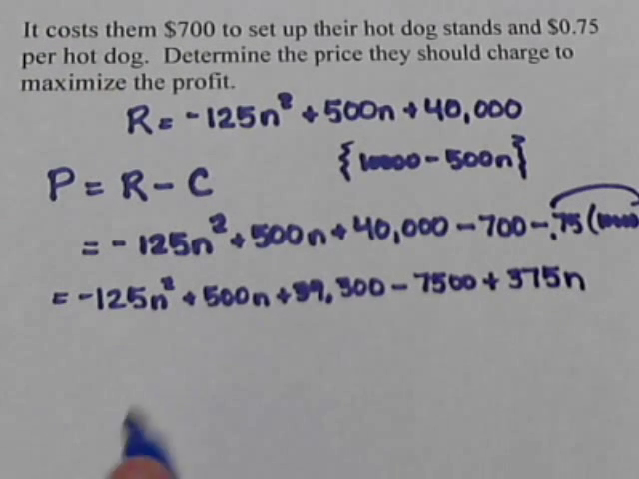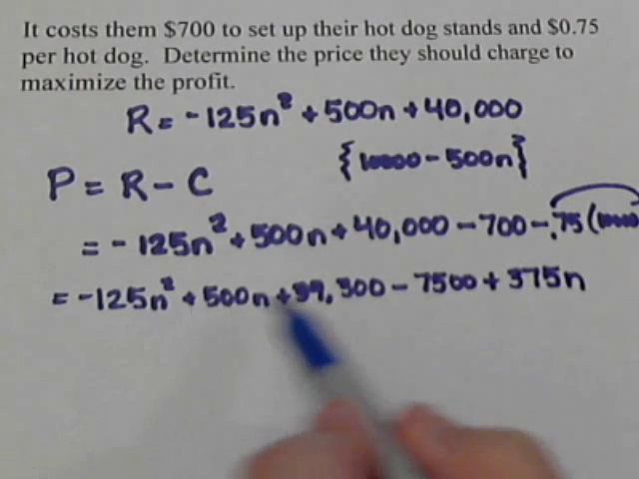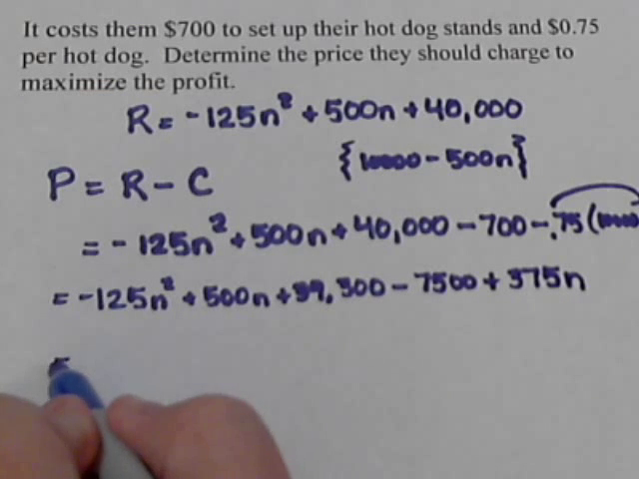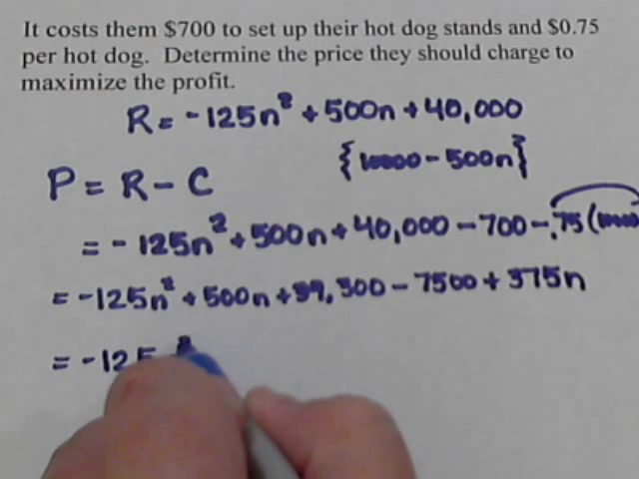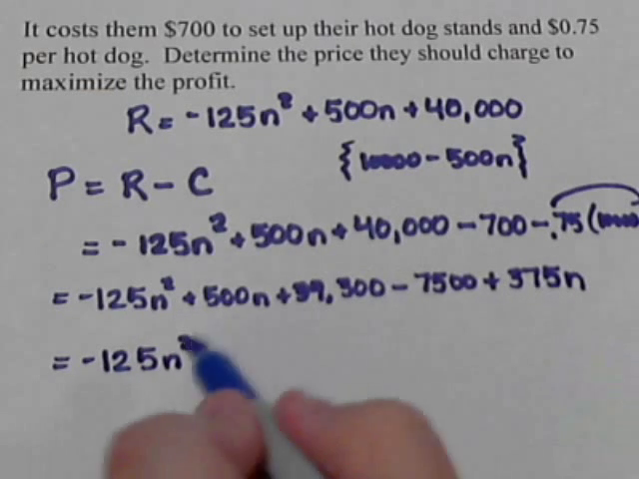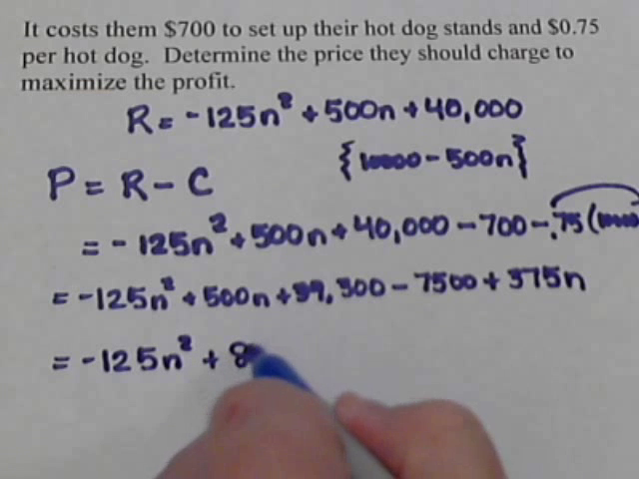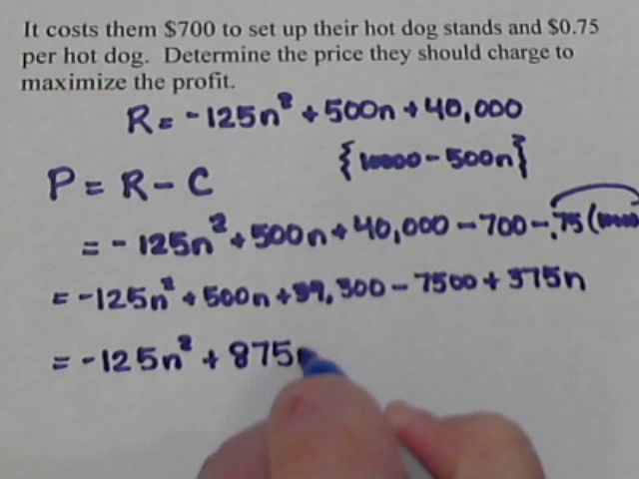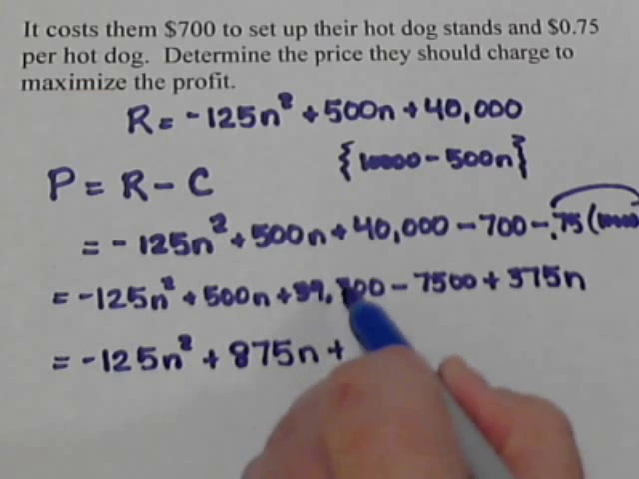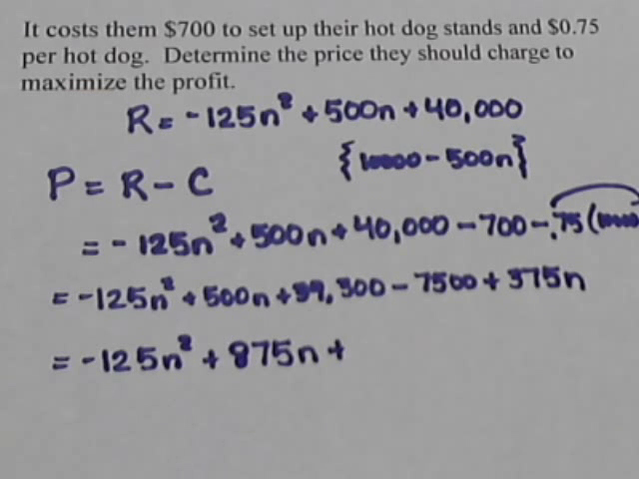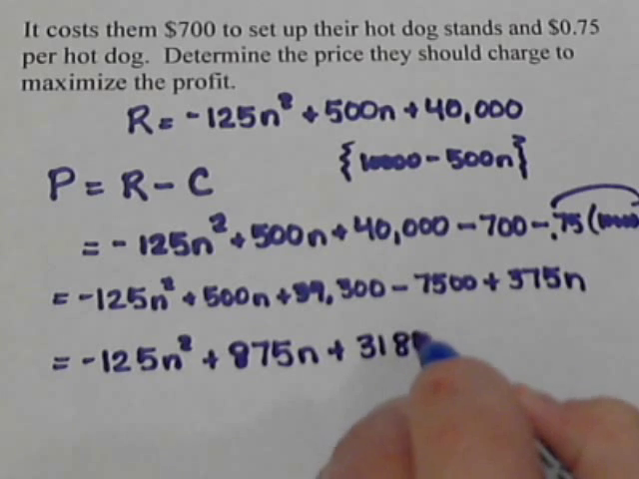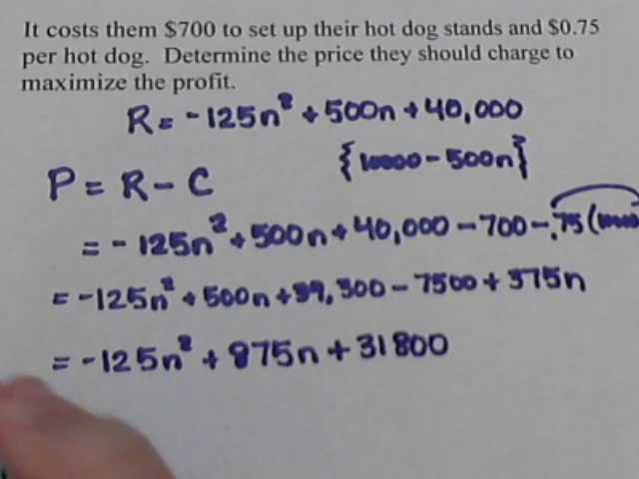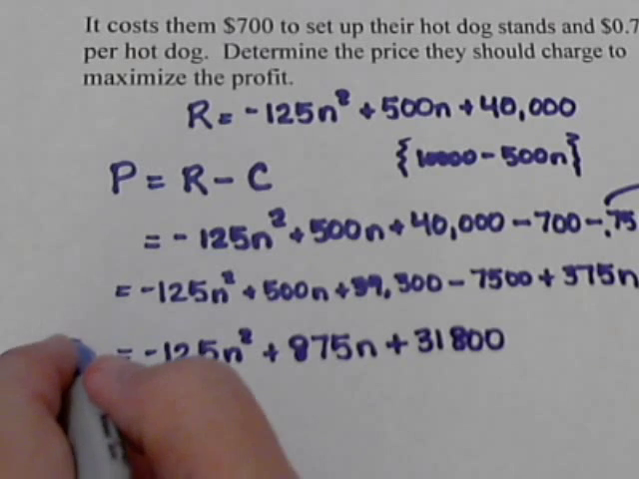Okay. Now a couple more terms to combine. So we have negative 125 n squared, 500 n plus 375 n. That's going to be 875 n. And then 39,300 minus 7,500 leaves us with 31,800. Okay, so this is our formula for the profit.